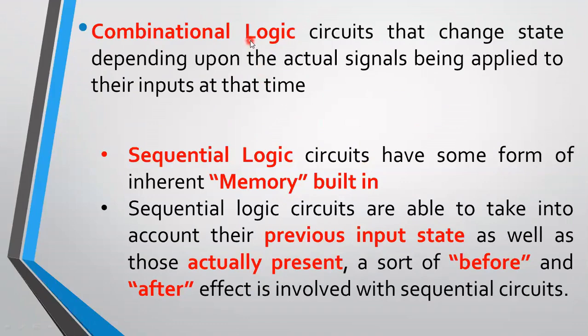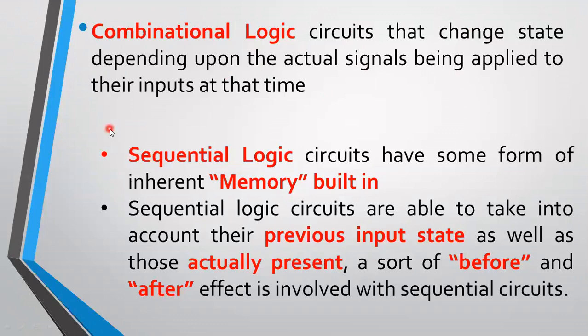Combinational logic circuits change state depending on the actual signals being applied to their inputs at that time. So, combinational logic circuits depend on the present input and give an output according to the present input.